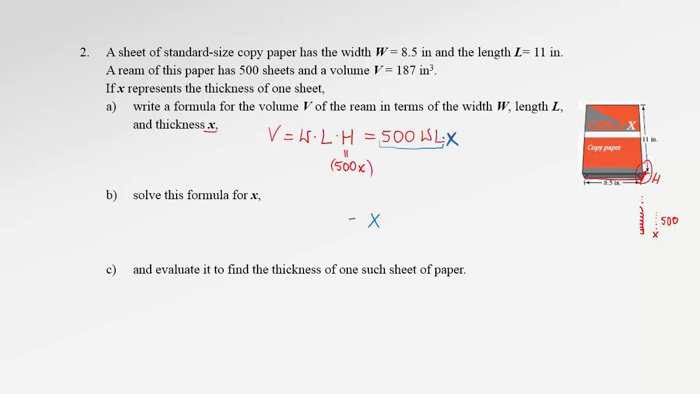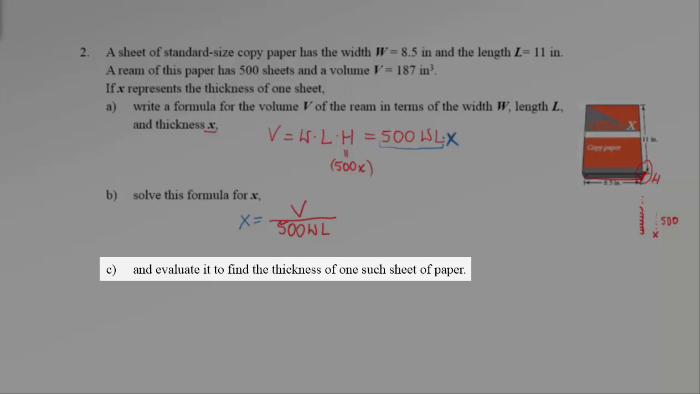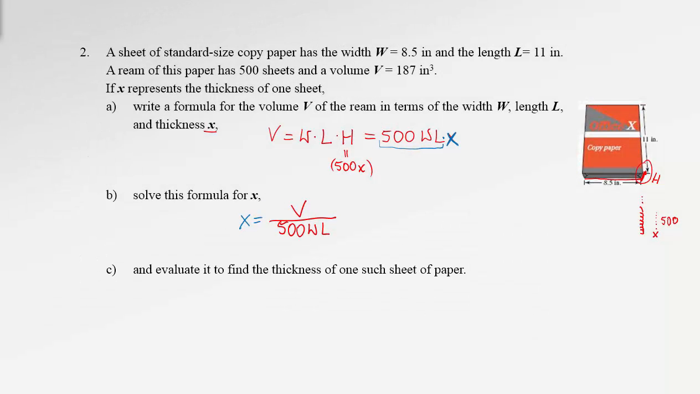Okay, therefore x would be equal to, stay with V, and put the 500 WL in the bottom. Obviously the x could be written from the right hand side or we could write it from the left hand side. So maybe let's do it. It may look like this. And we're going to erase that part because that's the form that we are more accustomed to. And the last point, what we need to do is evaluate this formula to find the thickness of one such sheet of paper.